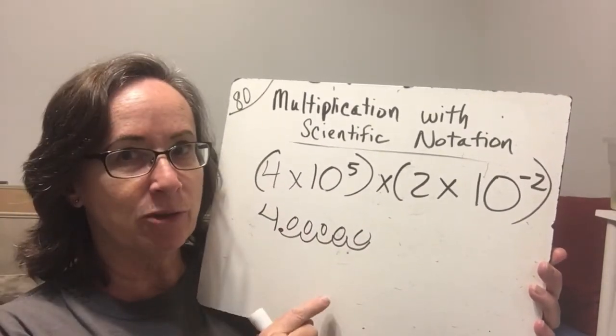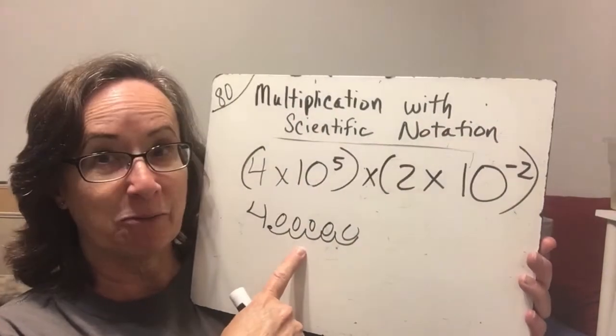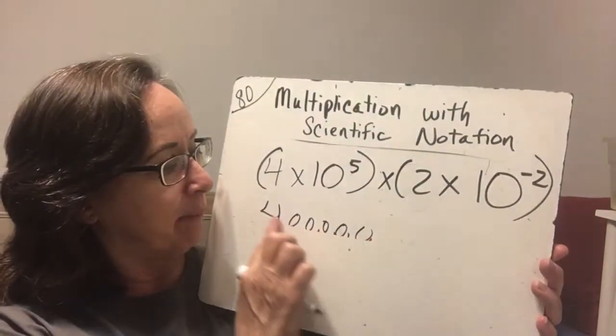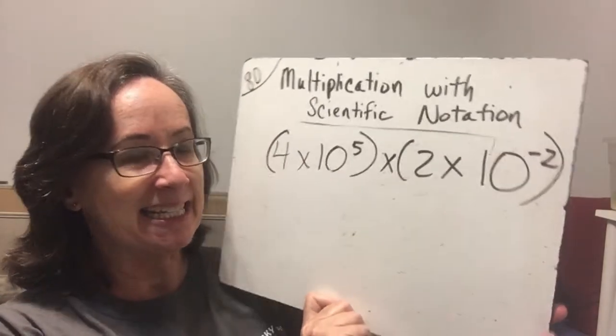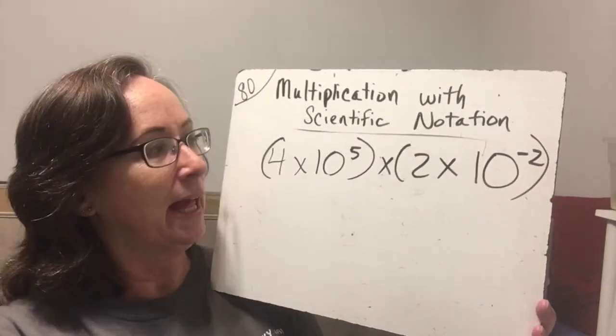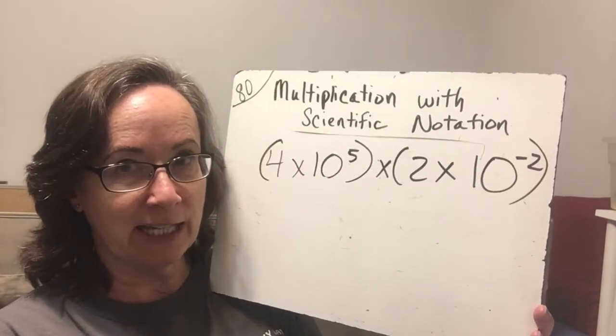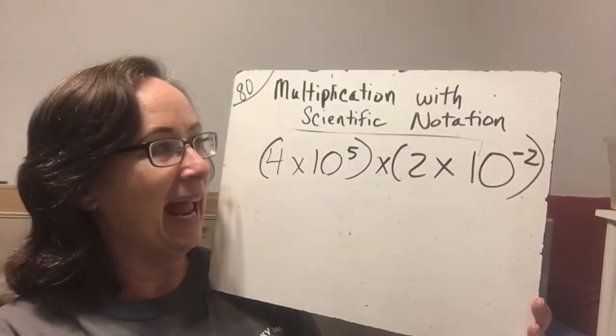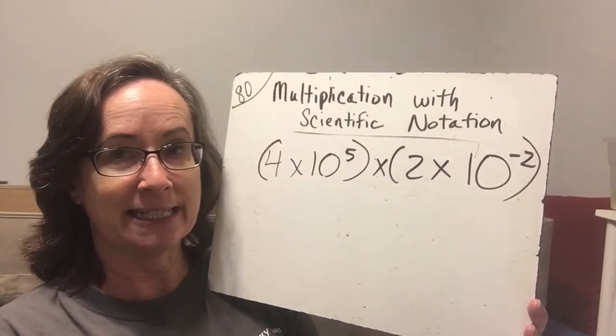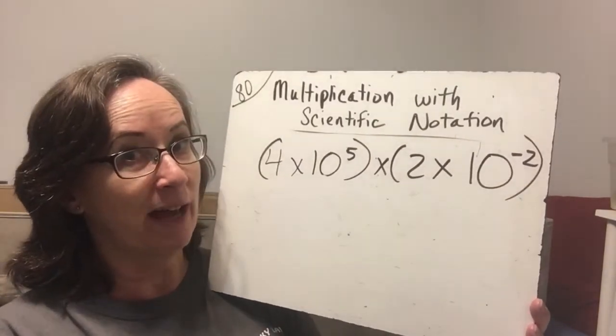But I'm not interested in doing that. I'm not interested in writing it in standard form. I'm interested in multiplying it in its scientific notation form. The nice thing about scientific notation is that it speeds up our multiplication, and then if we want to write it in standard form, it's much faster.